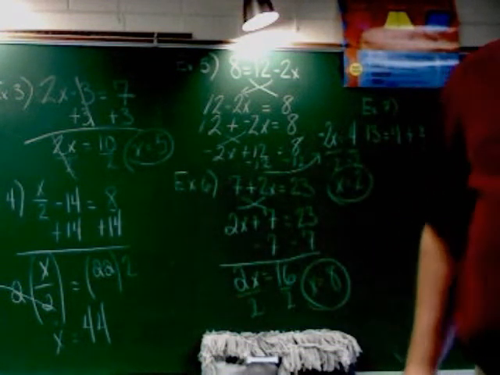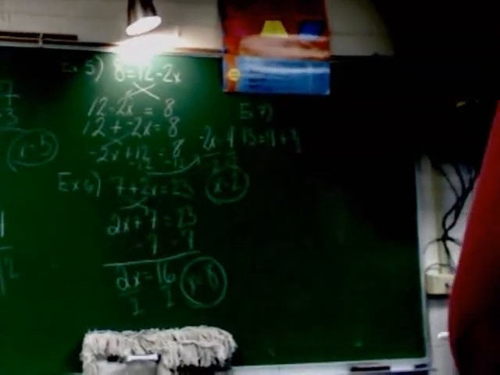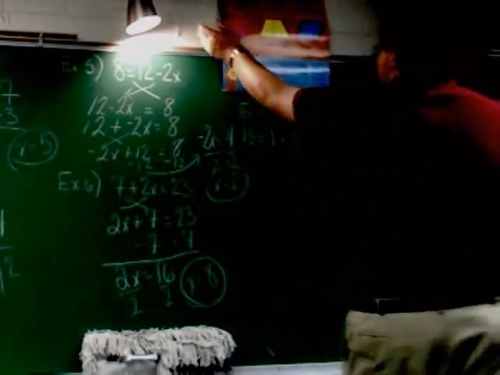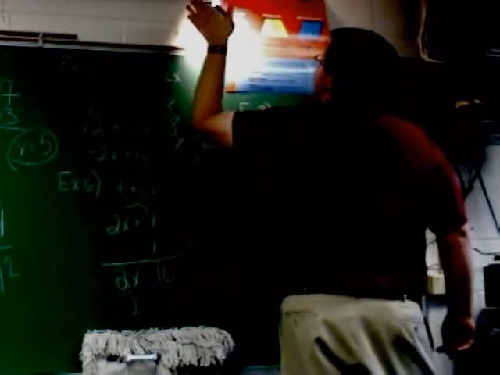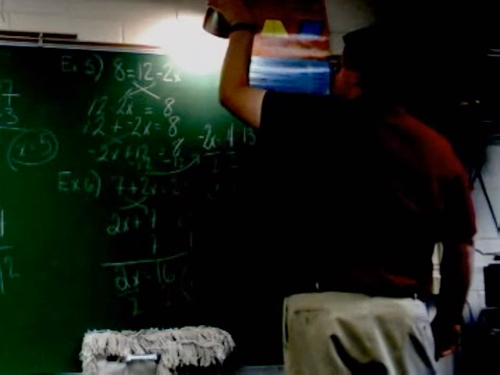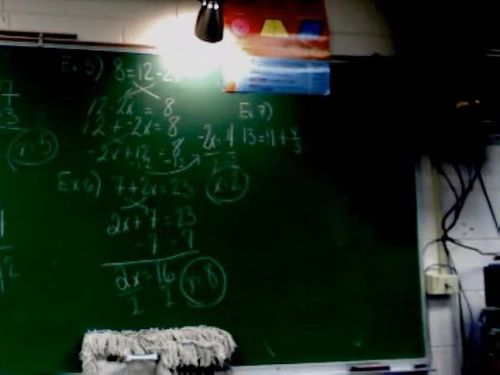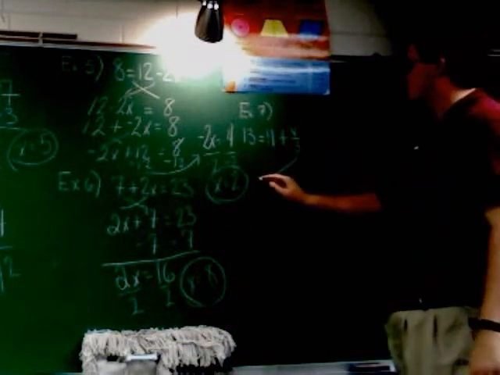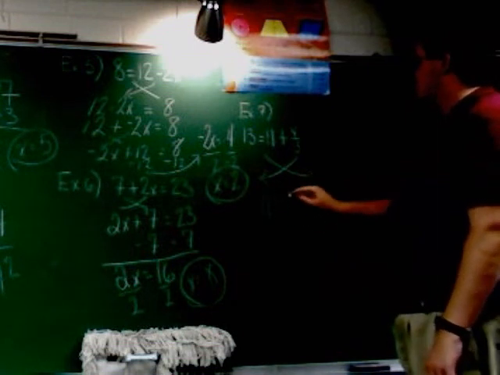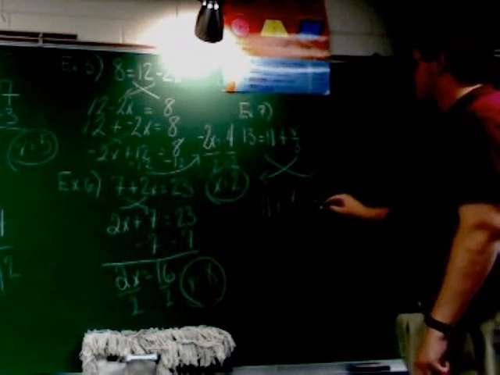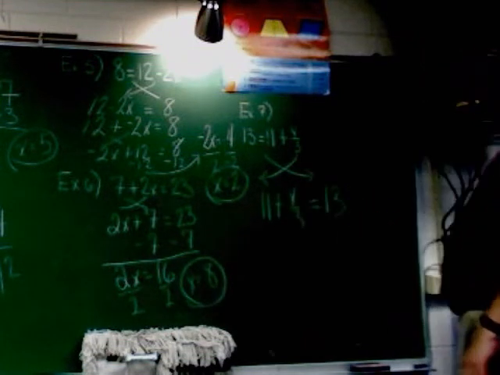Alright. And the concluding problem. Example 7. 13 equals 11 plus y over 3. Alright, you can see this is again kind of like example 5. Things are all out of order. So, I'm going to do a whole flip to start. So I've changed it to 11 plus y over 3 equals 13.